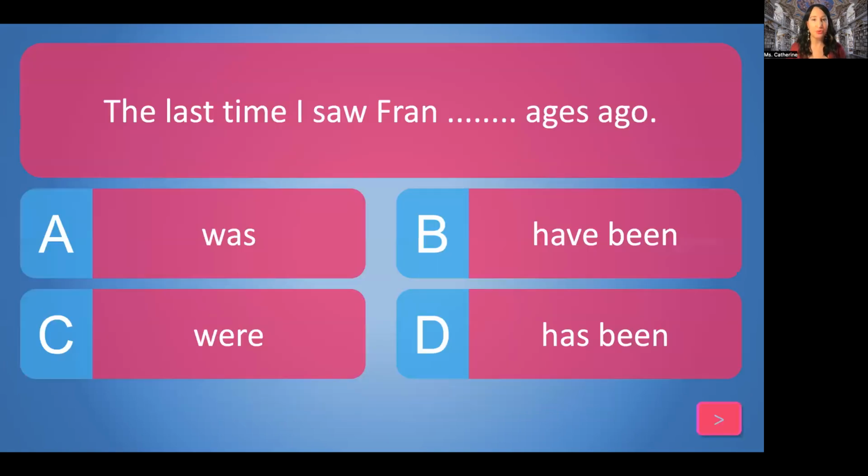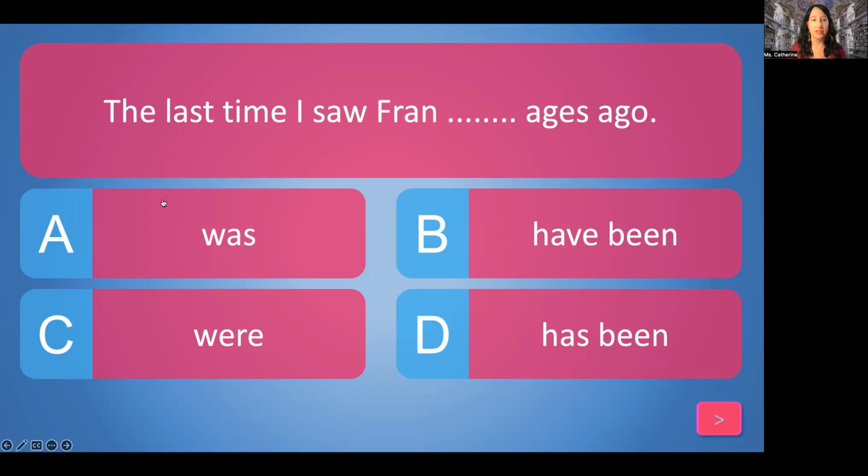Okay, so who's ready for the test? All right, so what you're going to do is we're going to read this together and you're going to pick the appropriate tense. Okay, the last time I saw Fran, A, was ages ago, B, have been ages ago, or C, were ages ago, or D, has been ages ago. What do you think this is? The last time I saw Fran blank ages ago. What do you think this could be?